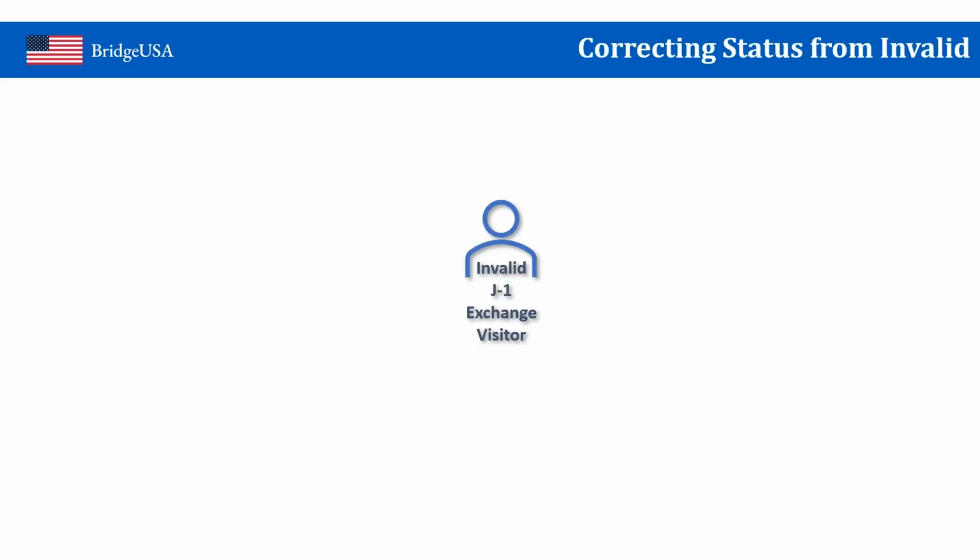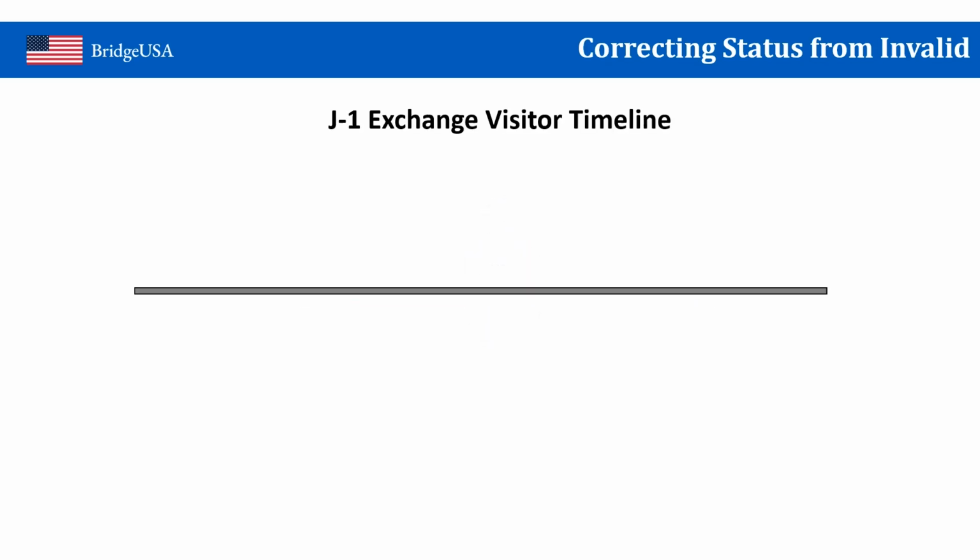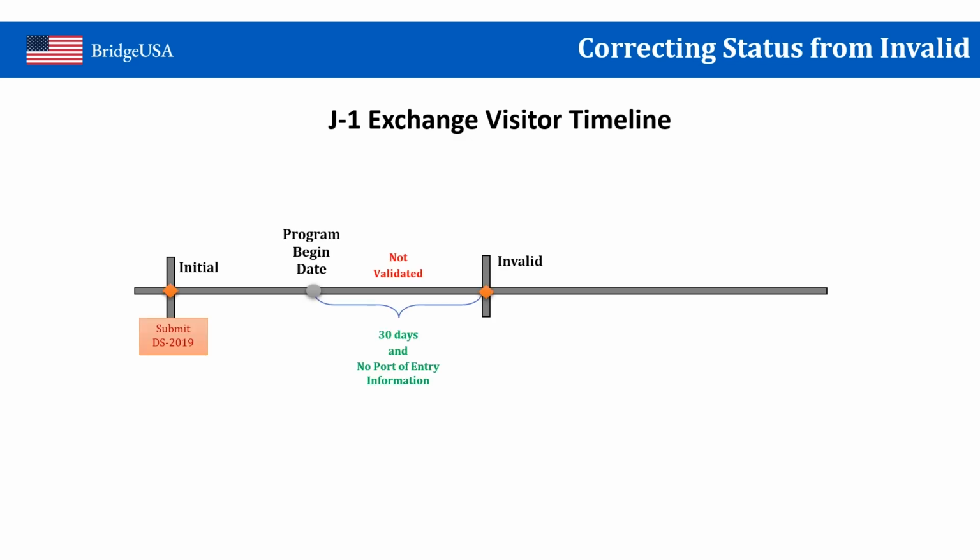The status of an exchange visitor's record can be changed from invalid to initial or active. We will look at both scenarios. An exchange visitor's status automatically changes from initial to invalid when the record has not been validated within 30 days of the program begin date and there is no port of entry information on the record. The RO or ARO can also manually change the status of a record from initial to invalid.